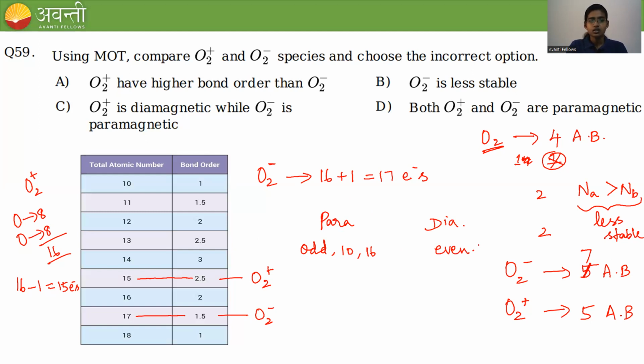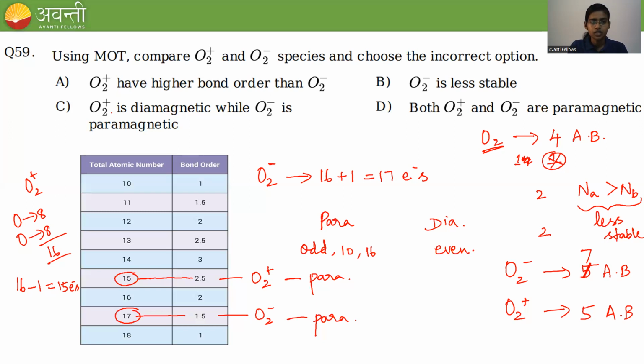So in O2 plus, how many electrons are we having? We are having 15 electrons. 15 electrons means it is an odd number. So O2 plus is paramagnetic in nature. And O2 minus, you see, we have 17 electrons. Again, 17 is an odd number. So O2 minus is also paramagnetic in nature.